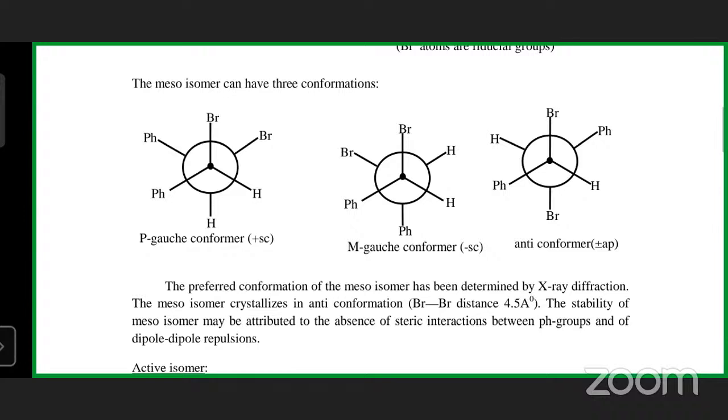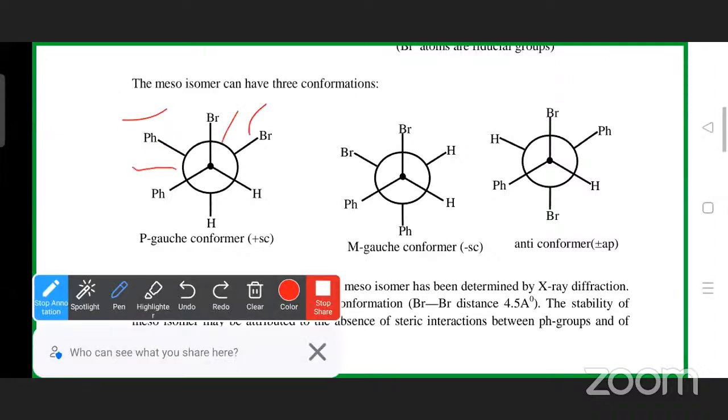with some least stability. Okay, so like that you find here the phenyl bromine.